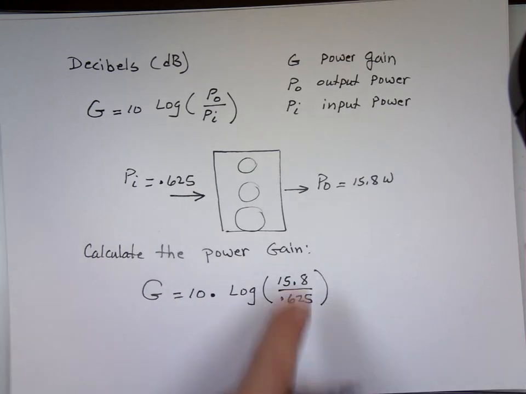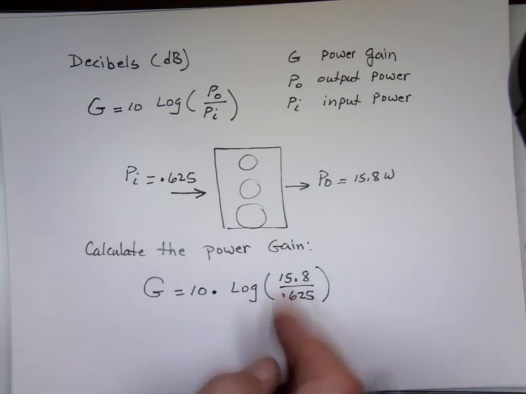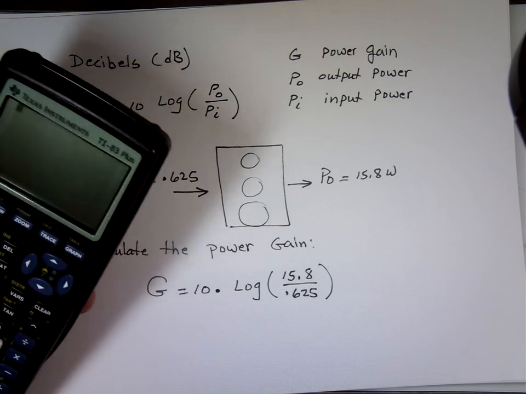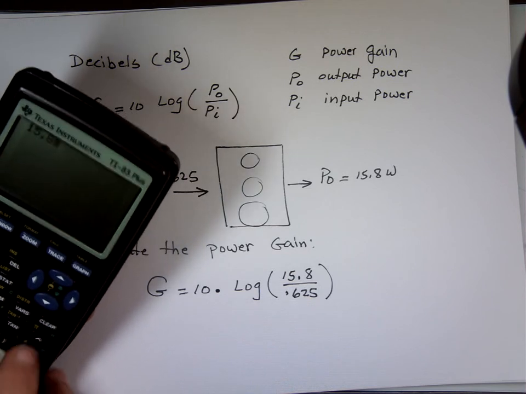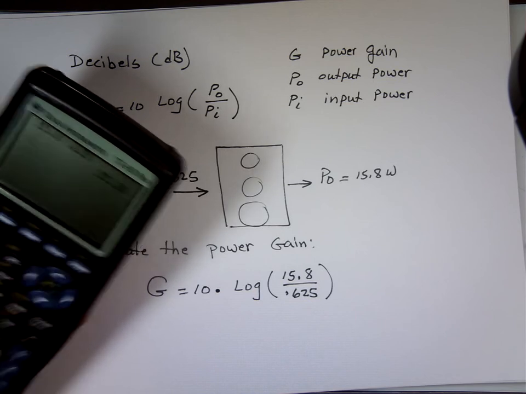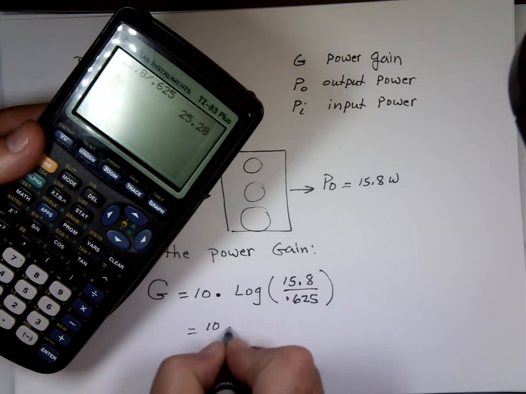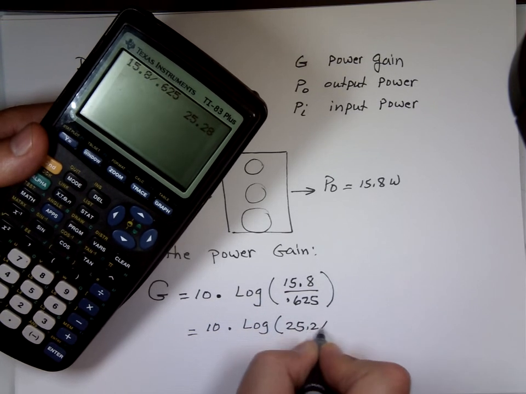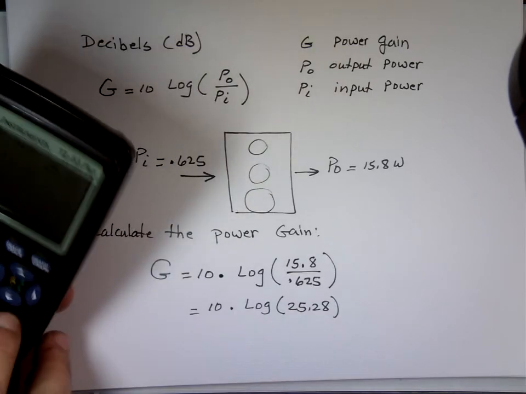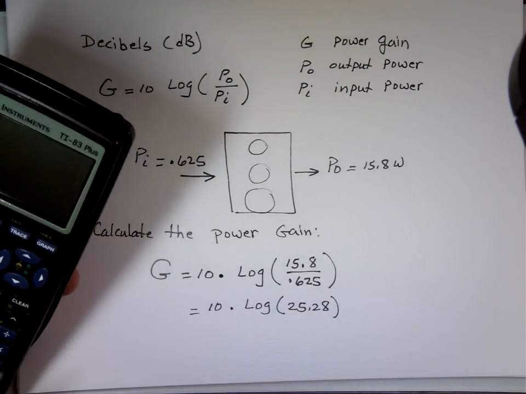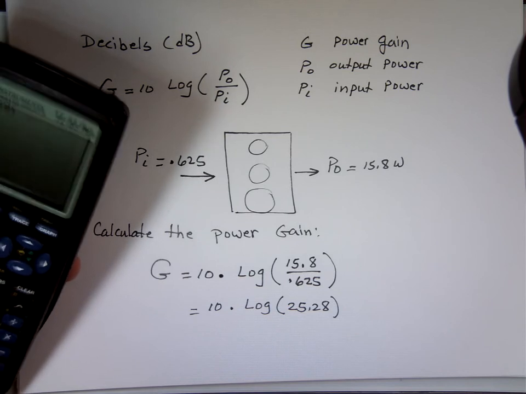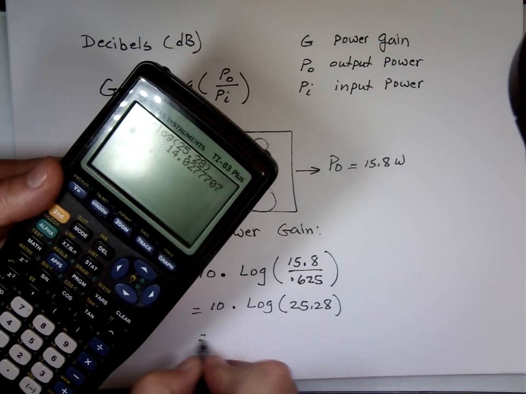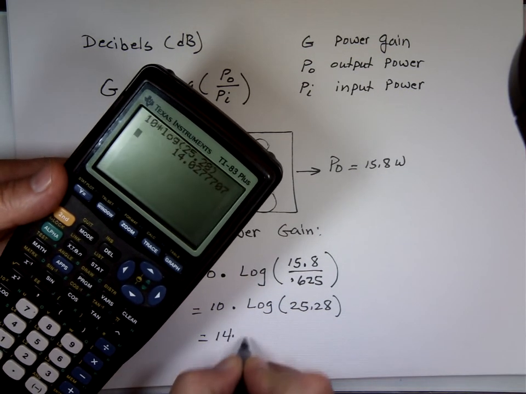I don't have to apply the rules of log because I have a calculator. Might as well divide them, make it one number. I can apply the rules of log, yes, but with the calculator, just divide these two numbers. So that's equal to 10 times log of 25.28. Now take the log of that, 10 times the log, just type it the way you see it, 25.28, and it's 14.03 decibels.